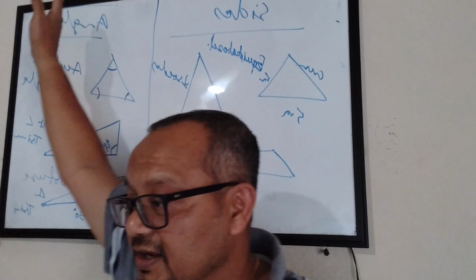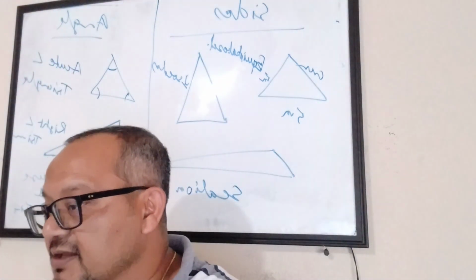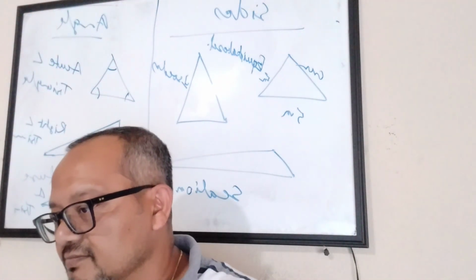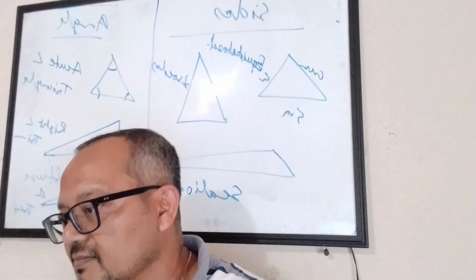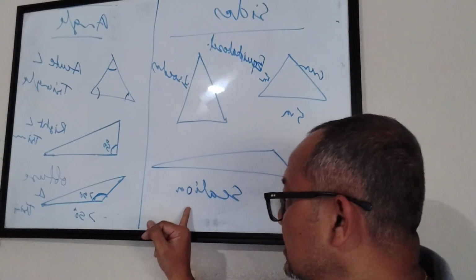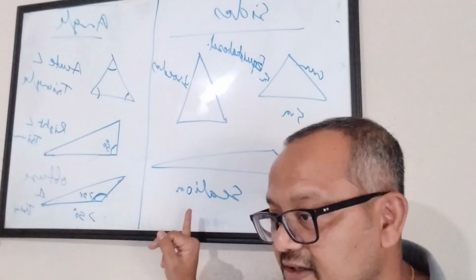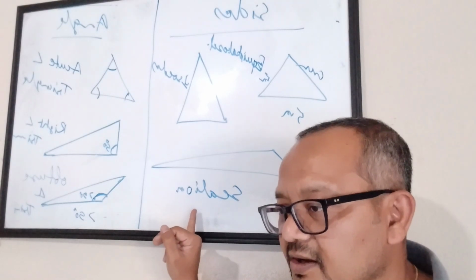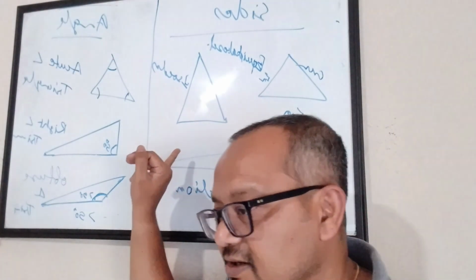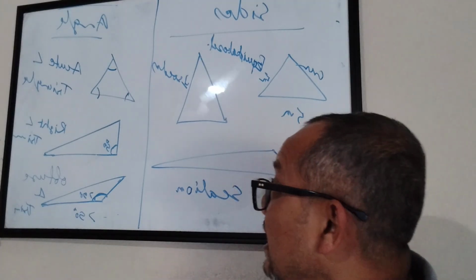Based on angle, you can have three types of triangles. Yes, Yanvi. What's the third one on the sides called? Scalene triangle. No, the second one. Second is isosceles. Okay.